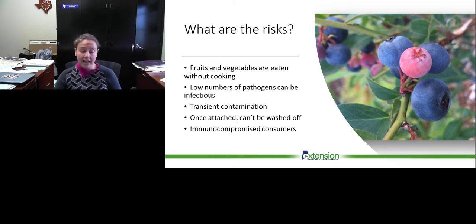And then lastly, I want to point out that we have an increasing number of immunocompromised consumers that are eating fruits and vegetables, and they're eating a lot of fruits and vegetables because those things are healthy for them. And our food has to be extra safe for all of these folks, right?